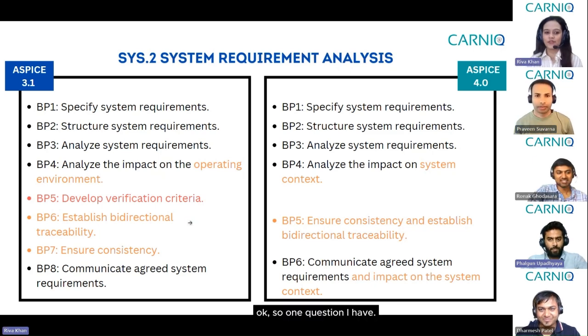Okay, so one question I have: what are the weaknesses of ASPICE 4.0, especially with respect to SYS.2, that is system requirement analysis?